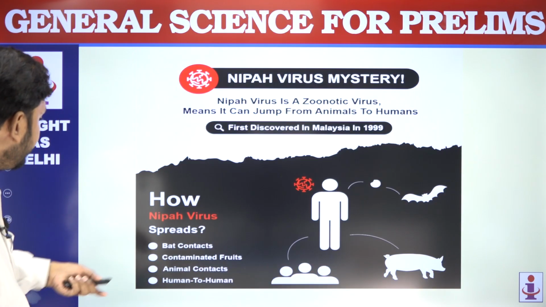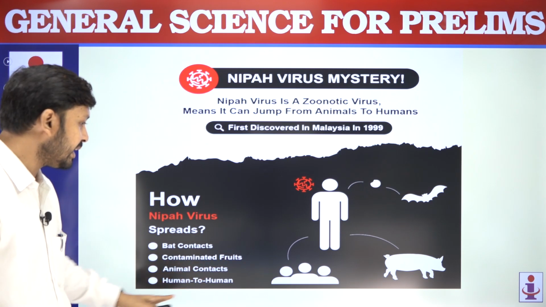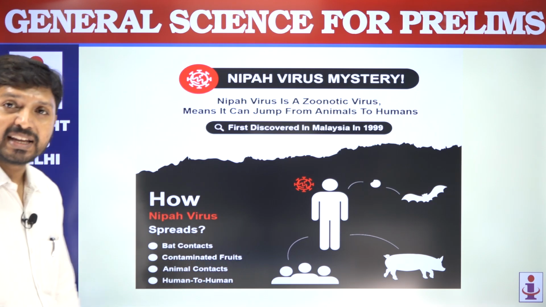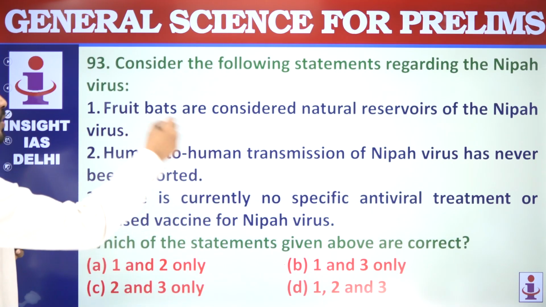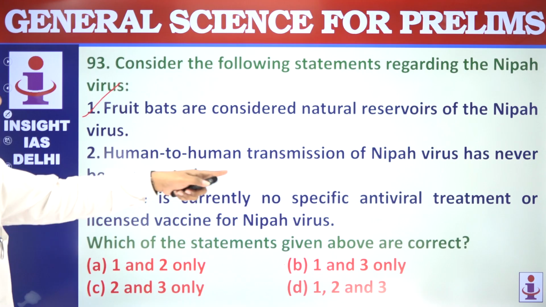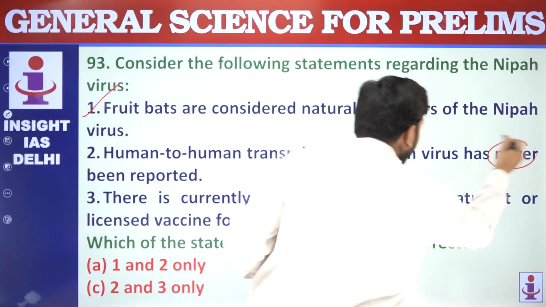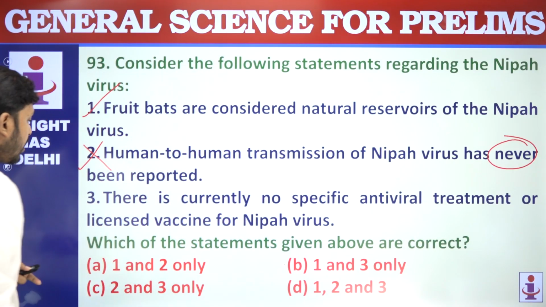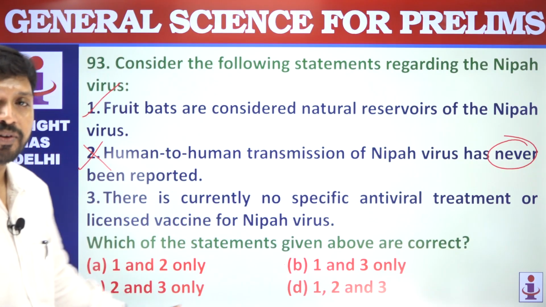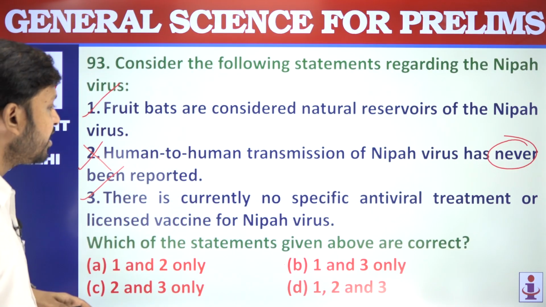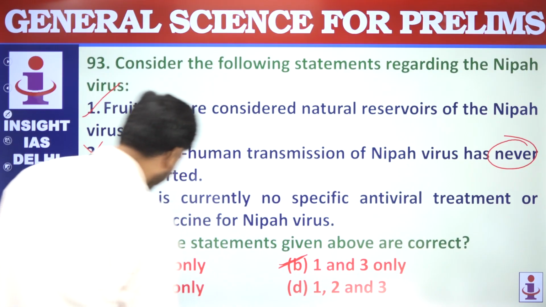Generally, the Nipah virus, if you see, is spreading through bat contacts or contaminated fruits, animal contacts, especially pigs. Human to human transmission is also seen. So let's read the statement. Fruit bats are considered the natural reservoir of Nipah virus, right? Human to human transmission of Nipah virus has never been reported. No, it has been reported, especially in hospitals. So this is the wrong statement. There is currently no specific antiviral treatment or licensed vaccine for Nipah virus. This is the true statement. So they are asking for the correct ones. So 1 and 3 are correct. So it is there in option B.